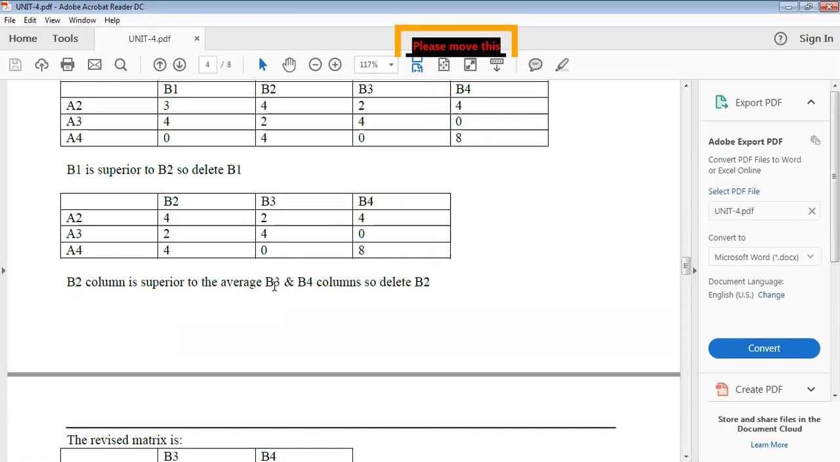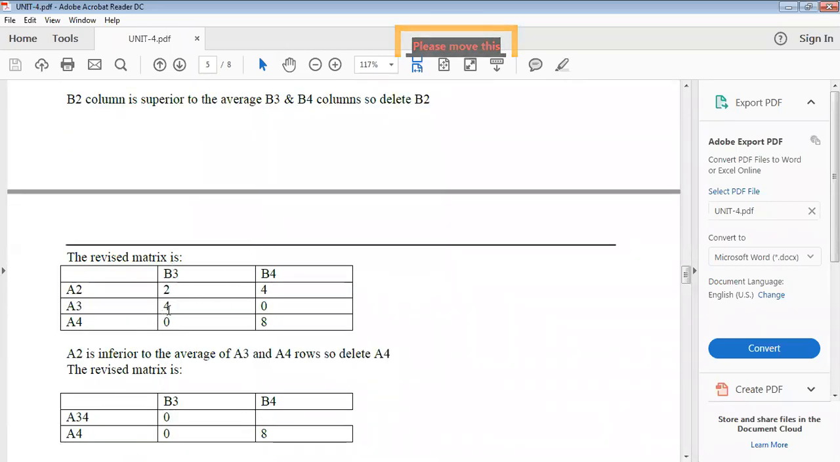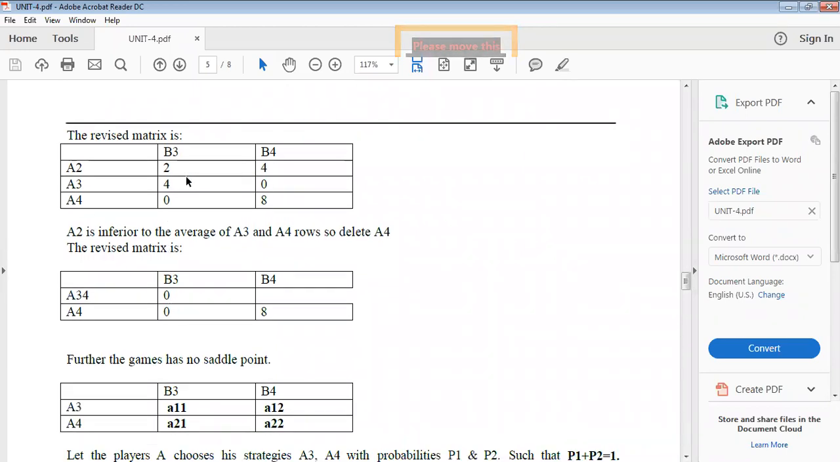Now if you take up this B3 and B4 average, 2, 4, 3 it is coming, 40 means 2 is coming, again 4 is coming. So B2 is dominating and B3, B4 are left. Again B3, B4, and he has gone for row again. And row means this is an inferior row. What is the inferior row? There is no inferior row in this particular thing. A2 is inferior to the average of A3 and A4.